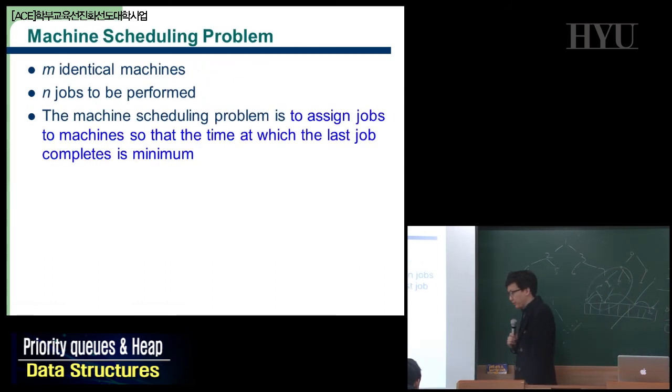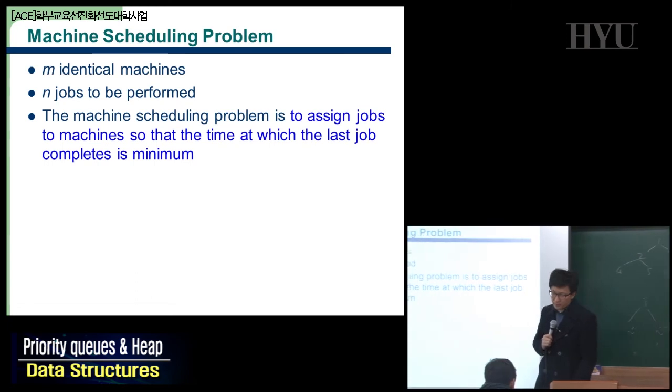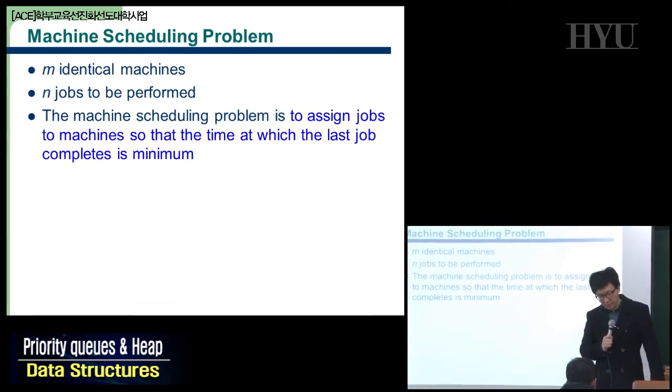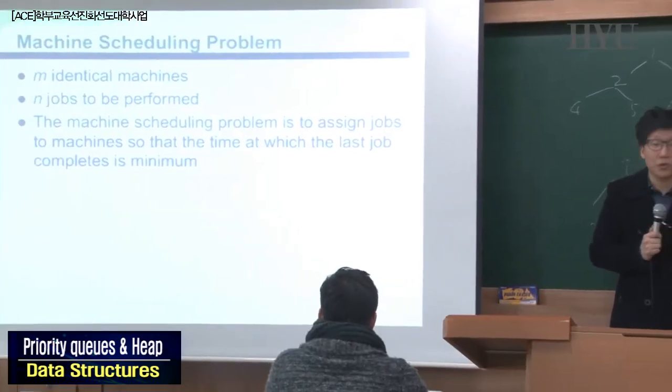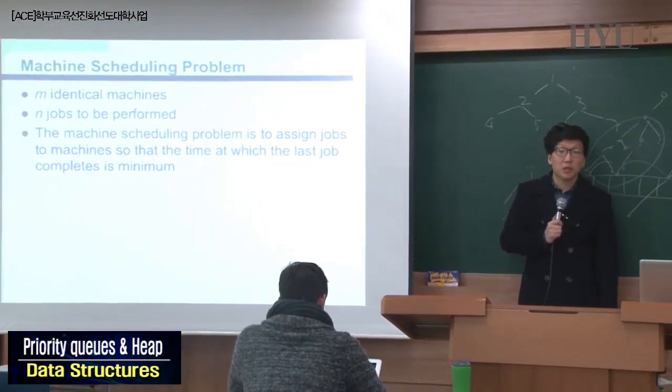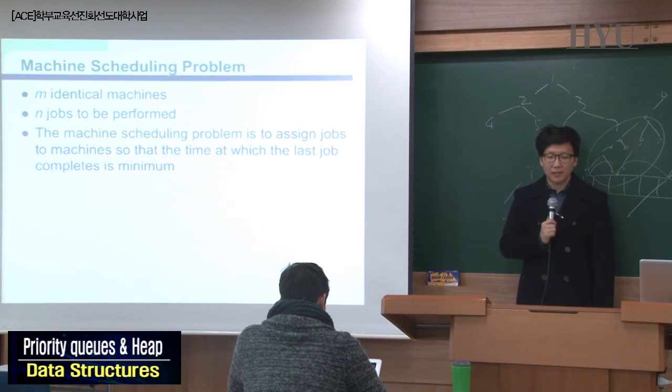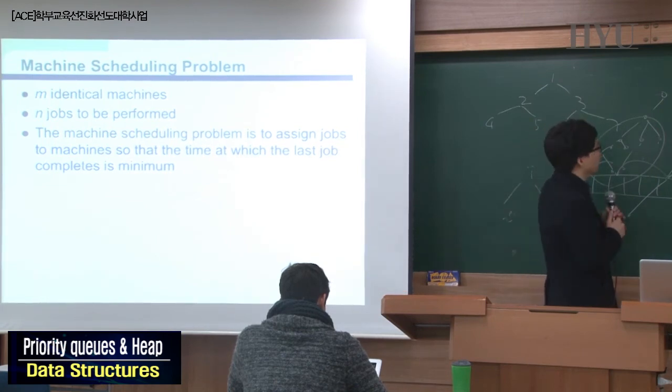Machine scheduling problem. You have m identical machines. Another application, a possible application for using a priority queue. Maybe you can use a heap too. So it's a problem like this. There are m identical machines.